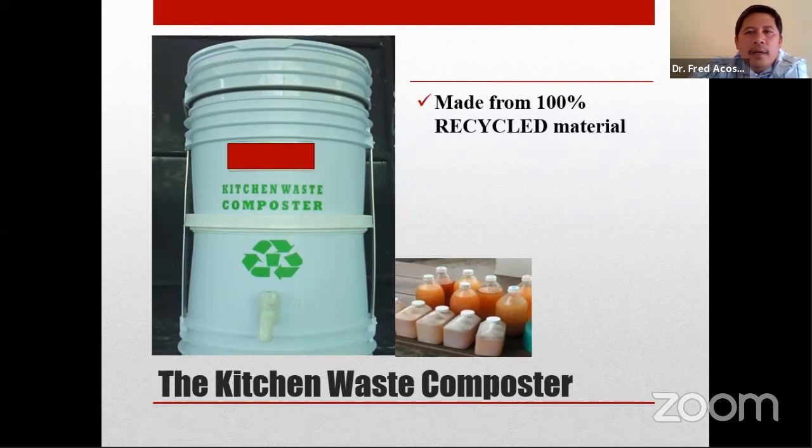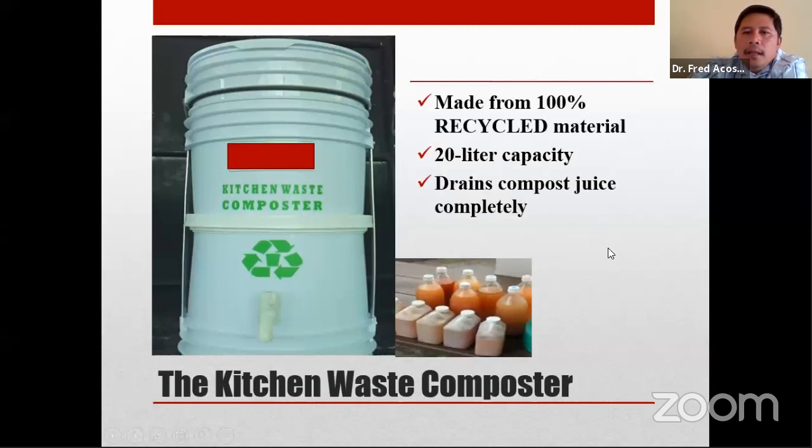It's made from 100% recycled material. Even this container is recycled material. You can use buckets or pails. The ideal design is a 20-liter capacity bucket or pail, and then you put some drainage here so that you can drain the compost juice completely. This is the compost juice. It's light brown in color.